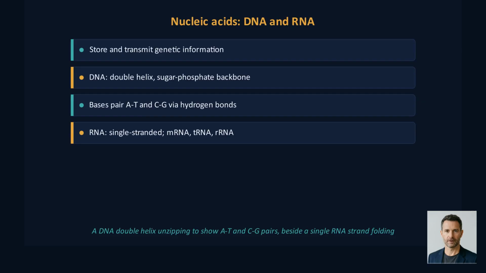Its partner, RNA, is single-stranded, and it can fold into complex structures. RNA comes in 3 main types: messenger RNA, transfer RNA, and ribosomal RNA, and all 3 are involved in protein synthesis. So DNA holds the master copy, and RNA is the working molecule that helps put that information to use.